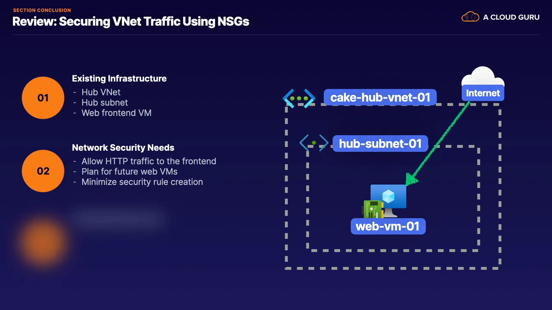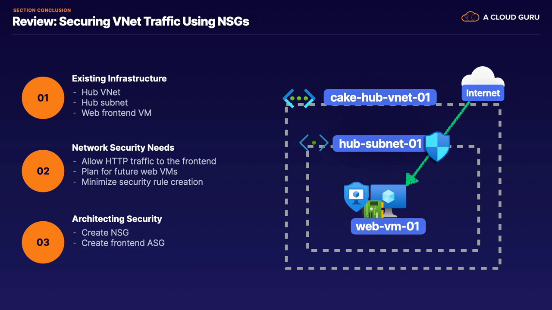So when we're architecting security for this, we're going to want to create a network security group, and we'll put it at the subnet boundary for this use case. And we'll create a front-end application security group that will tag all of our web VMs that we create in the future, so that we can create a security rule that is associated with this application security group and allow traffic into those resources that are tagged with that as part of our security rule. And that pretty much sums up everything that we have learned thus far in securing VNet traffic using NSGs and providing extensibility with application security groups.